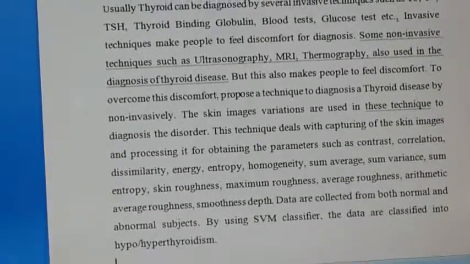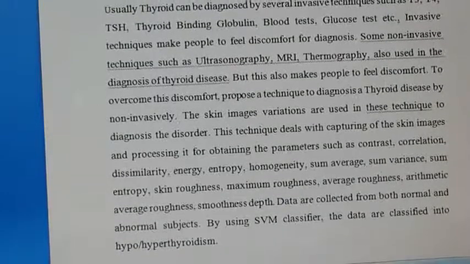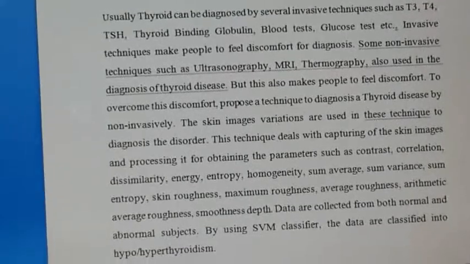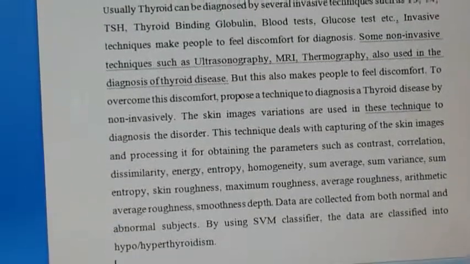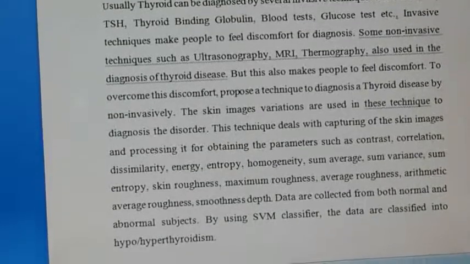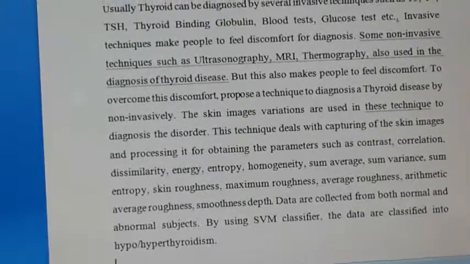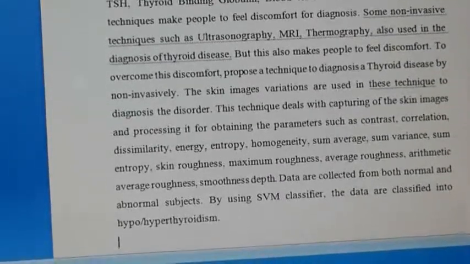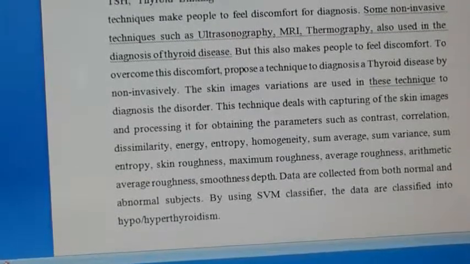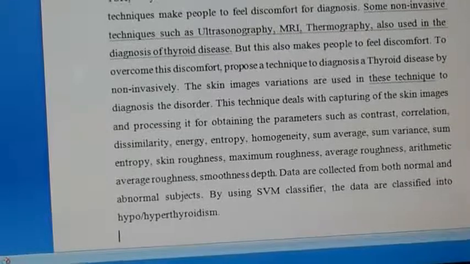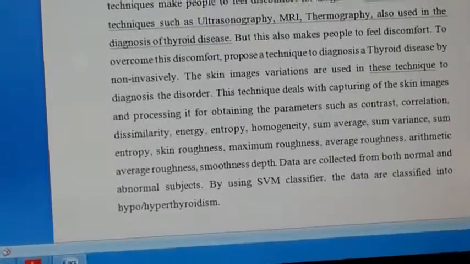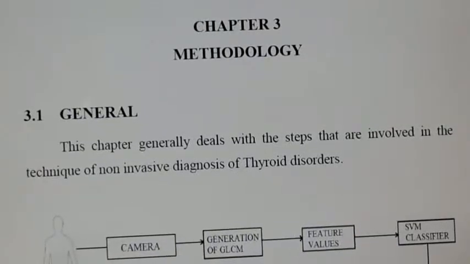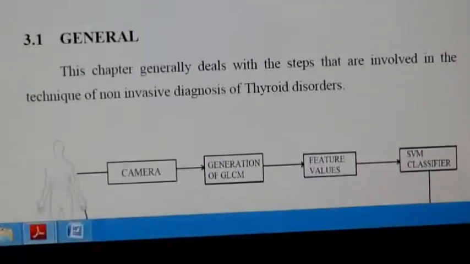The skin image variations are used in this technique to diagnose the disorder. This technique deals with capturing skin images and processing them to obtain parameters such as contrast, correlation, dissimilarity, energy, entropy, homogeneity, sum average, sum variance, sum entropy, skin roughness, maximum roughness, average roughness, arithmetic average roughness, smoothness depth. Data are collected from both normal and abnormal subjects. By using SVM classifier, the data are classified into hypo and hyperthyroidism. This is our methodology.